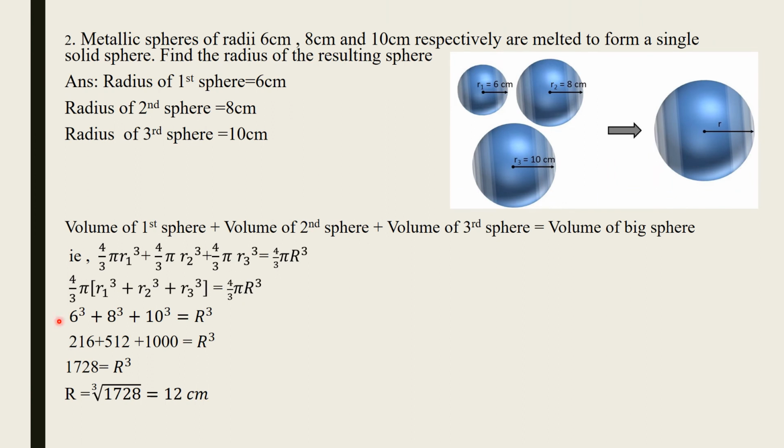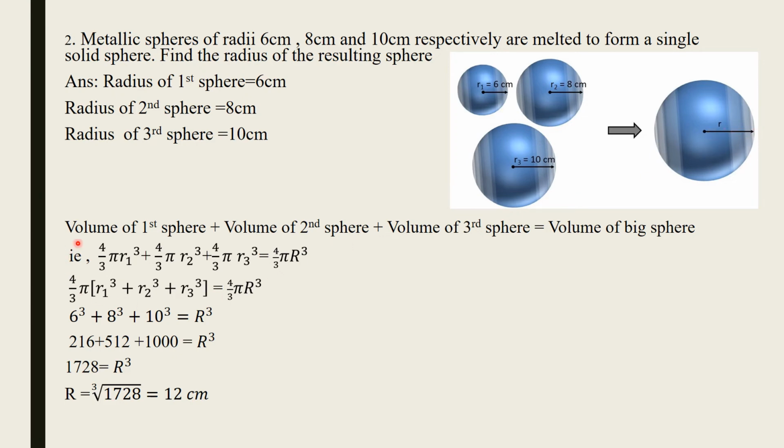Question number 2. Metallic spheres of radii 6 cm, 8 cm and 10 cm respectively are melted to form a single solid sphere. Find the radius of the resulting sphere. Here we are given 3 different size spheres of radius 6, 8 and 10 cm and they are melted to form a big sphere. Let the radius of the big sphere be capital R.